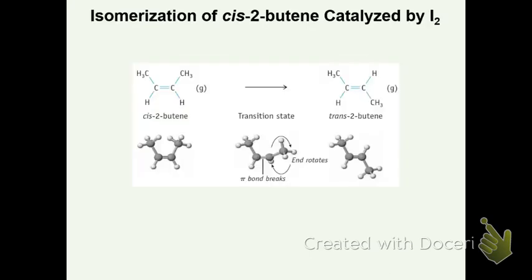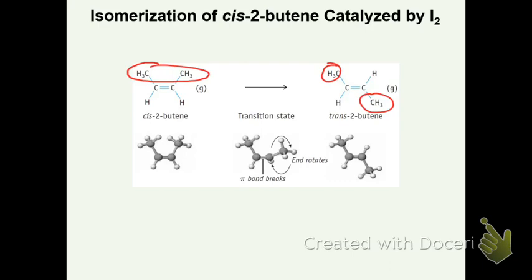So this is an example of a reaction that occurs at a faster rate when it's performed in the presence of a catalyst, in this case iodine. So this is a simple isomerization reaction where we're taking cis-2-butene and converting it to trans-2-butene. So the difference between these two is that in the cis isomer, the two CH3 groups are on the same side of the double bond, but in the trans isomer, they're on opposite sides.